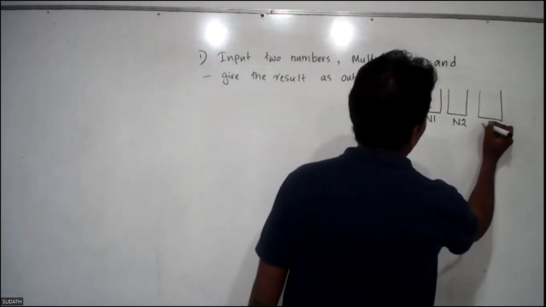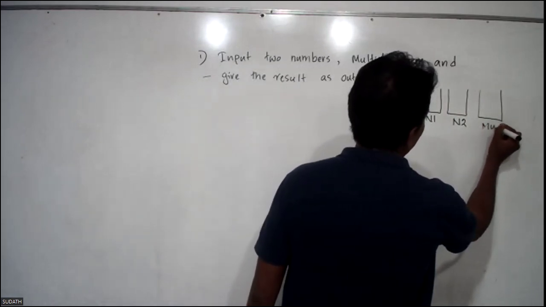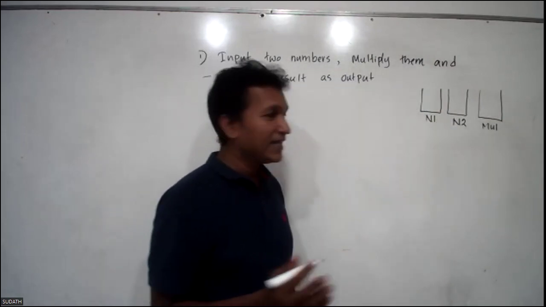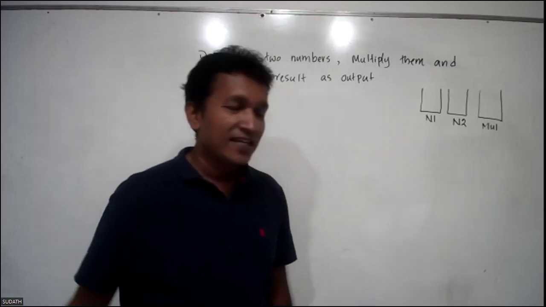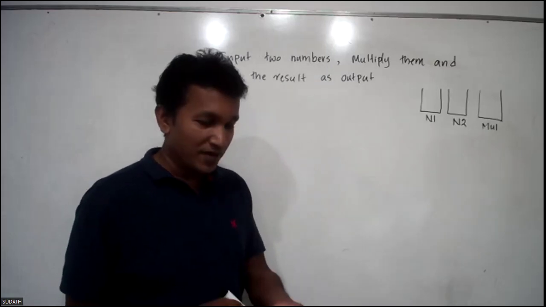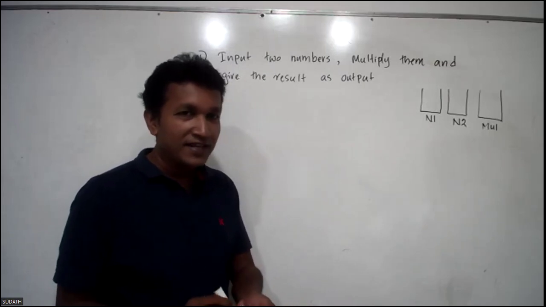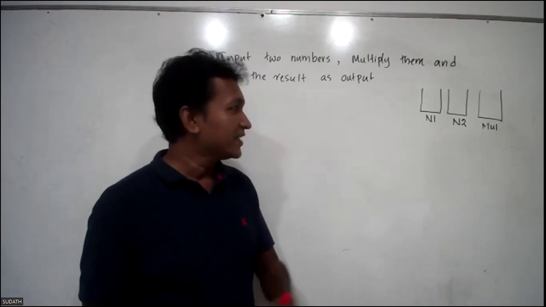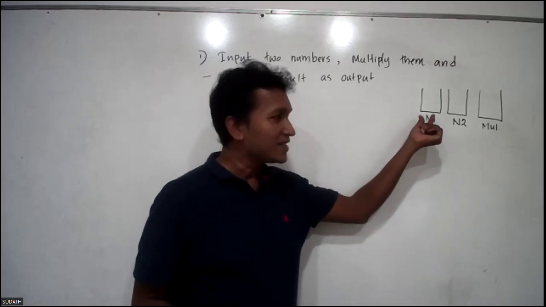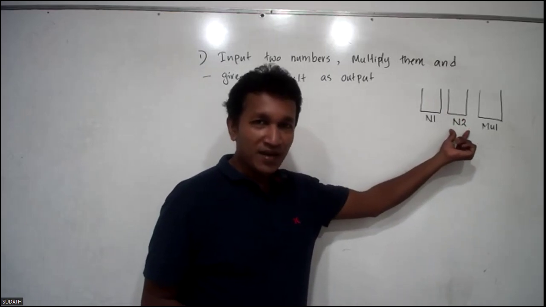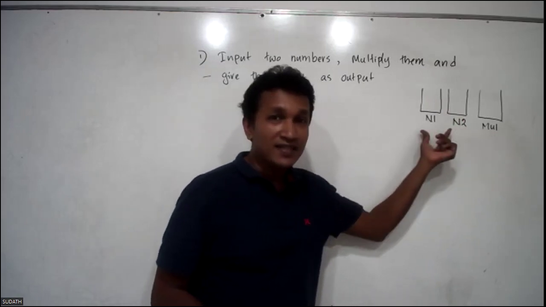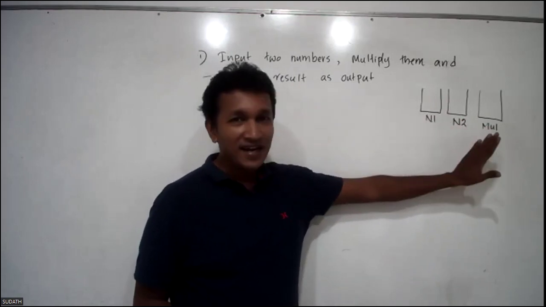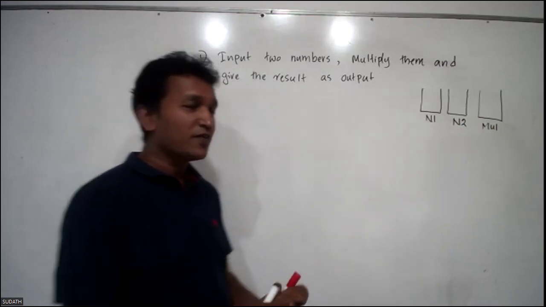Therefore, I create it with the short form for multiplication, MUL. This is my third variable. Now I have created three variables. This is to store the first number, this is to store the second number, and this is to store the result of multiplying these two numbers. Done. Now we are going to draw the flowchart.